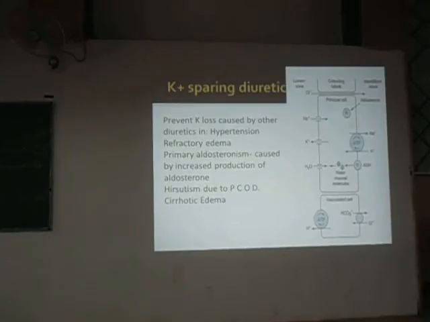You can use this drug in primary aldosteronism caused by increased production of aldosterone. Okay, in primary aldosteronism, where there is increased production of aldosterone, that will increase the amount of sodium channels and all these things. Directly, that action can be altered. And this spironolactone also has action on hirsutism, which is produced by polycystic ovarian disease. Okay, as it is an aldosterone antagonist, it can block most of the properties of this aldosterone. In case of cirrhotic edema also, you can go for this drug.